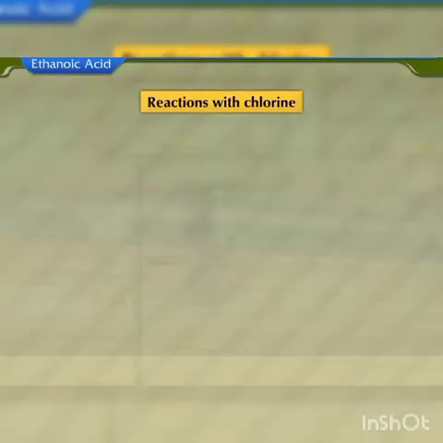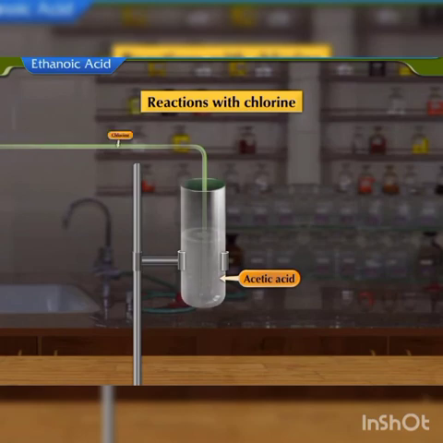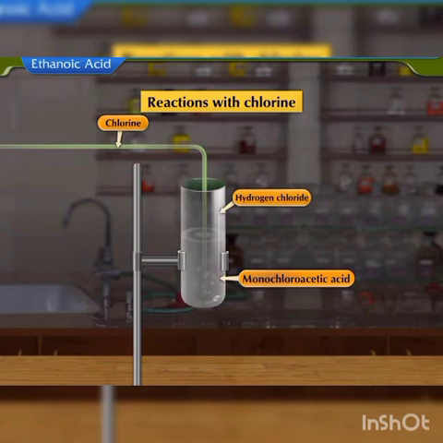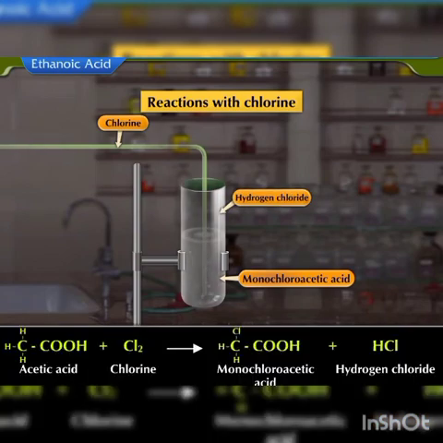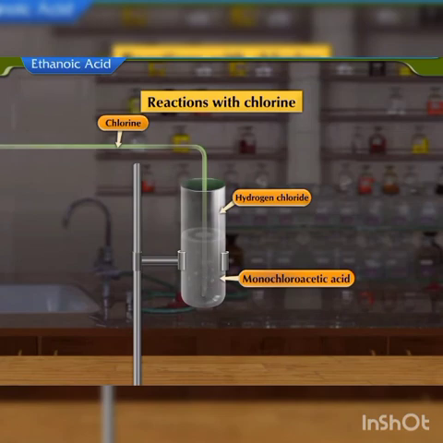Reactions with chlorine. Acetic acid reacts with chlorine to form monochloroacetic acid and hydrogen chloride. Here, one hydrogen atom from the methyl group of acetic acid is replaced by one chlorine atom. Monochloroacetic acid further reacts with chlorine to form dichloroacetic acid.